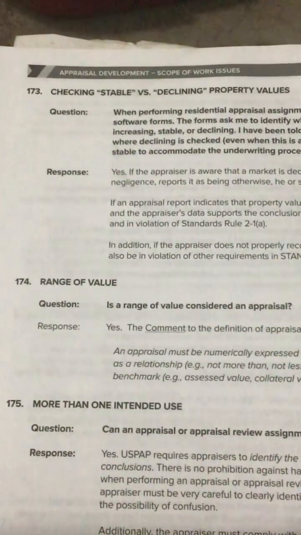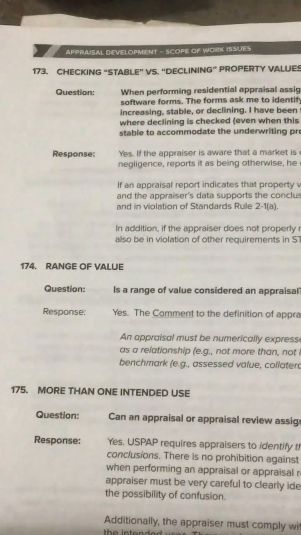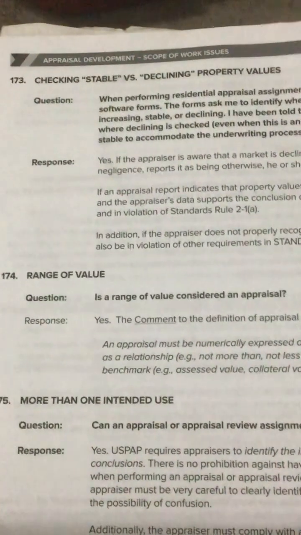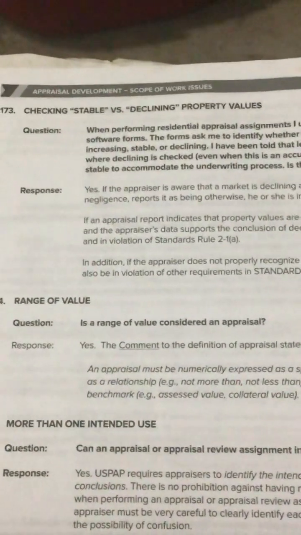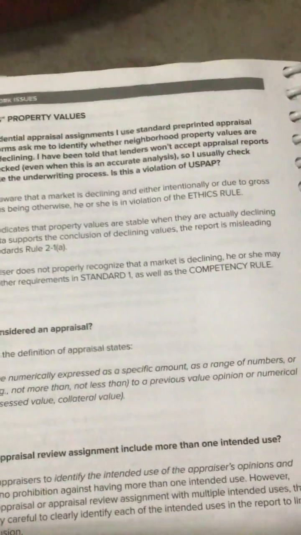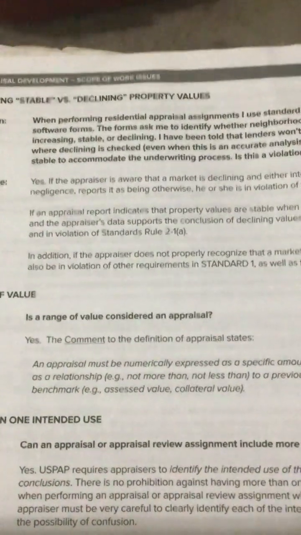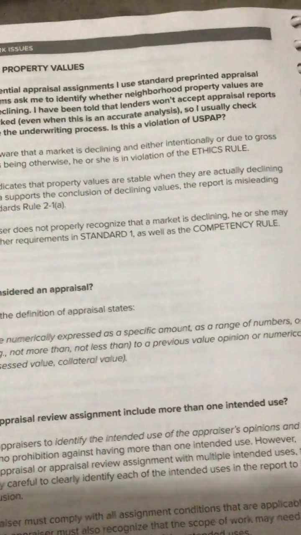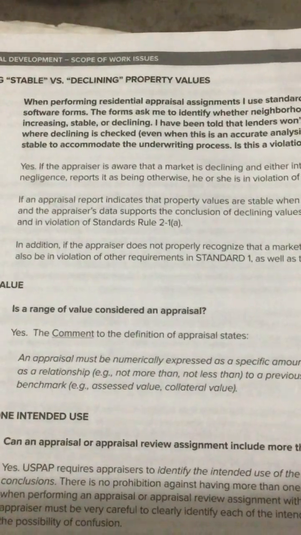USPAP, page 262, Appraisal Development and Scope of Work Issues Continued. Number 173, Checking Stable versus Declining Property Values. Question: when performing residential appraisal assignments, I use standard pre-printed appraisal software forms. The forms ask me to identify whether neighborhood property values are increasing, stable, or declining.